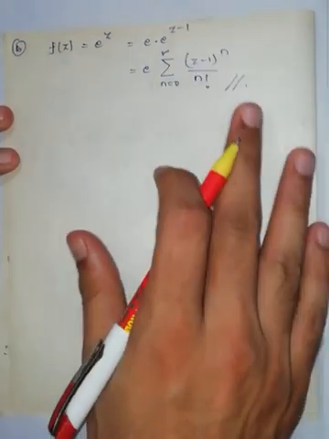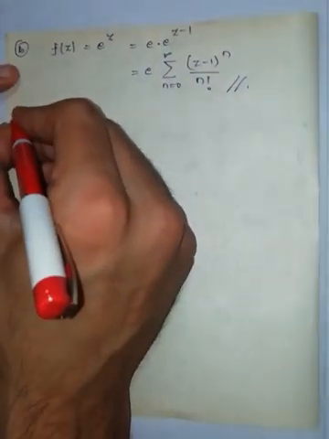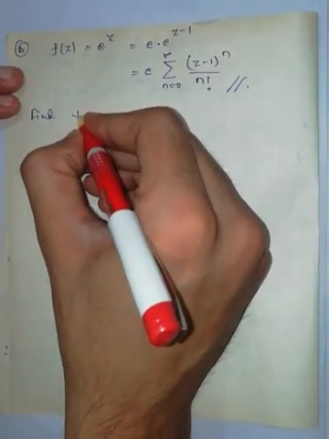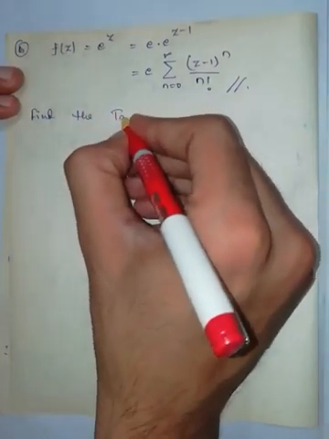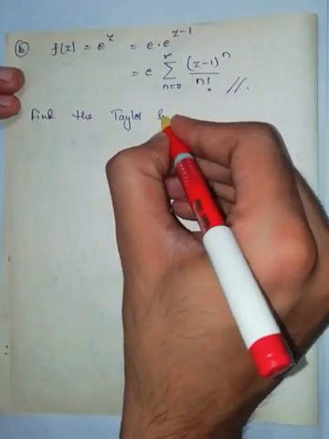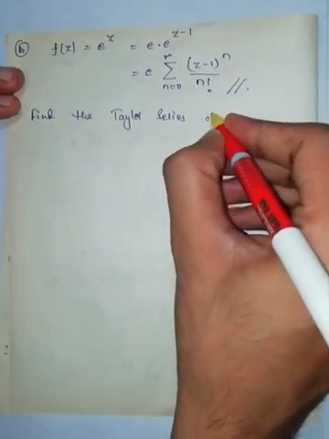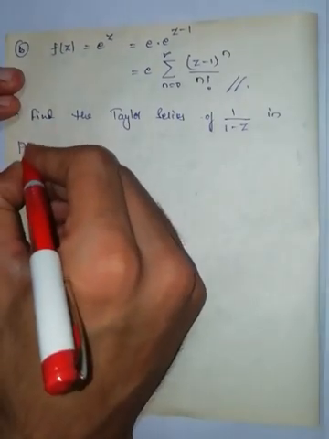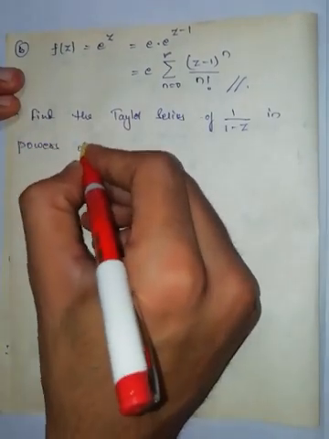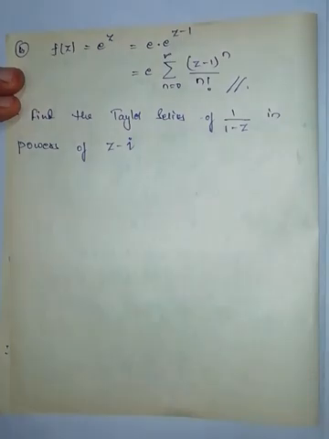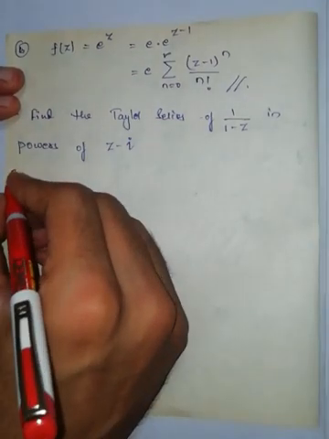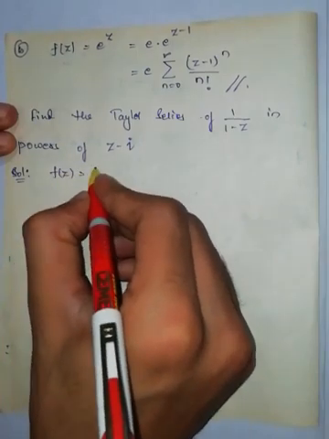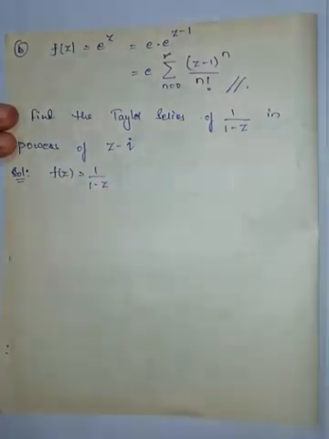Now one more problem. Find the Taylor series of 1 by 1 minus z in powers of z minus iota. Solution. What is f of z? 1 by 1 minus z.